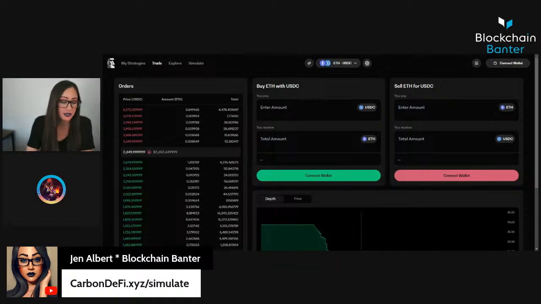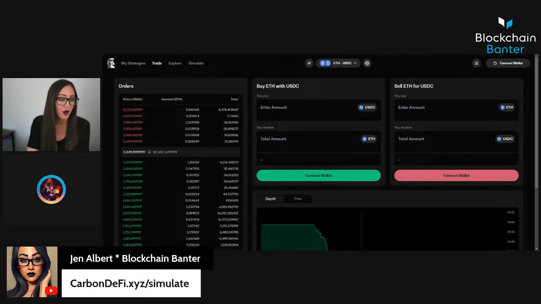The other taker in the system is Bancor, another product of Bancor. I think we mentioned it yesterday. It can be a standalone product. It also functions as a built-in bot for Carbon DeFi, sort of a solver, if you will.